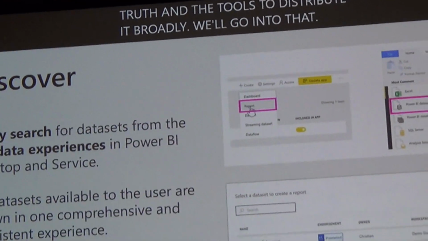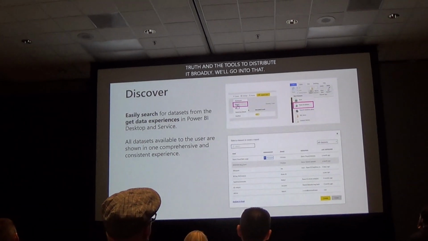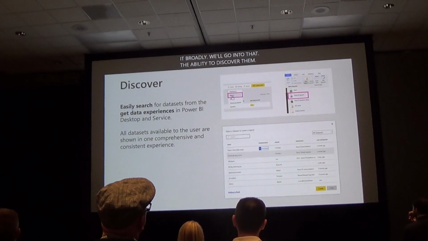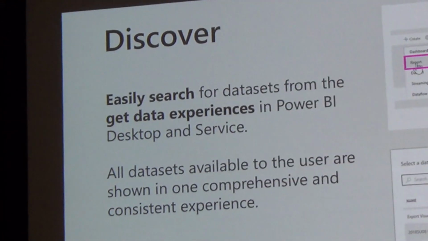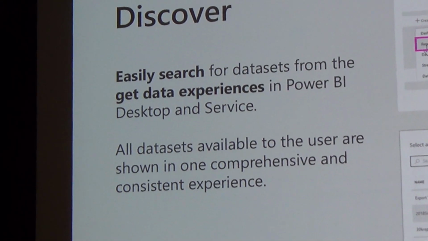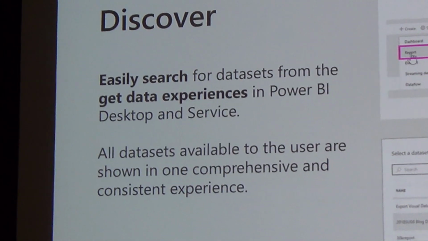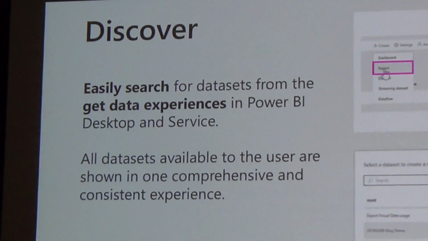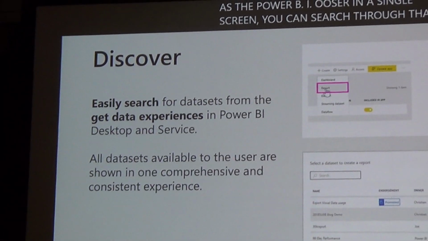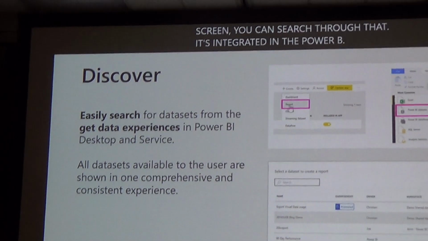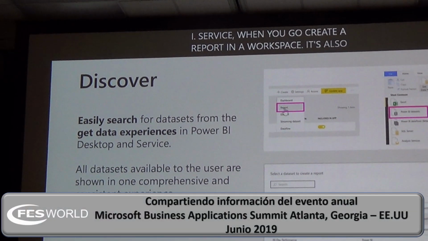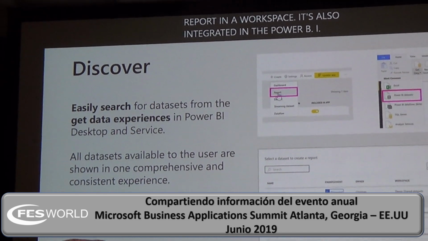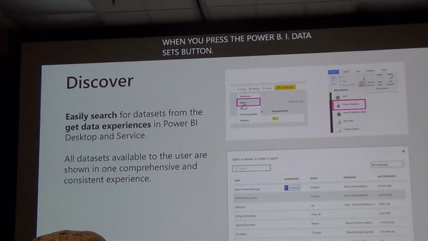So the first tool that we provide around shared data sets is the ability to discover them. And we have integrated a browser, or a picker, for data sets that shows you all of the data sets that you as a Power BI user have access to in a single screen. And you can search through that. It's integrated in the Power BI service when you go create a report in a workspace. And it's also integrated in the Power BI desktop when you press the Power BI Datasets button. So it gives a simple, easy way for those to get exposed.